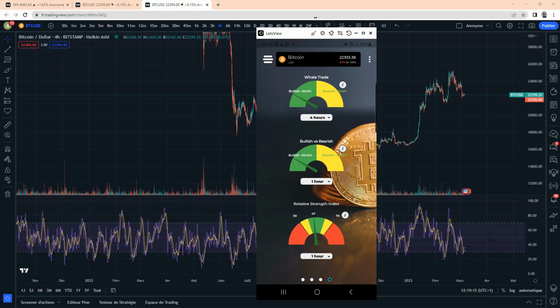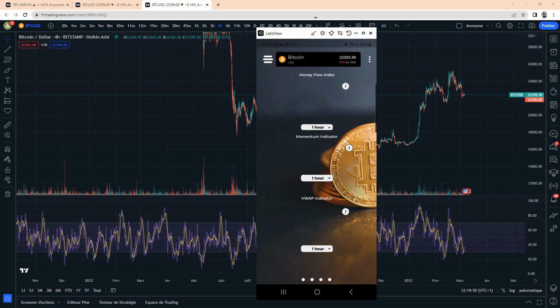Then we have some technical indicators that we collect from different exchanges. Here the whale trade for the Bitcoin, as you can see, for the last 4 hours, it's 60% bullish. Bullish versus bearish is like the retail. So retail is buying too in the last hour. I didn't show you, but you can change the time frame here, and it will adjust. The RSI for the last hour was pretty neutral. 4 hours too. 12 hours, well, it's pretty neutral. The money flow too. Then you have the momentum and the VWAP. So this is for Bitcoin.